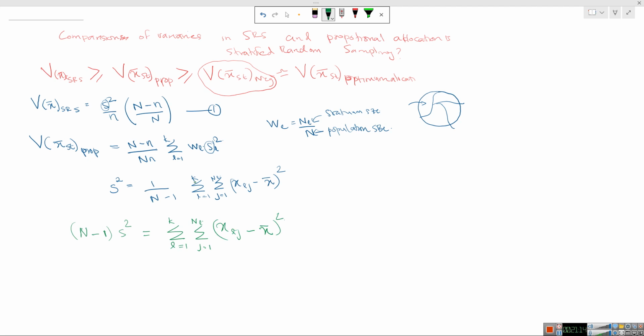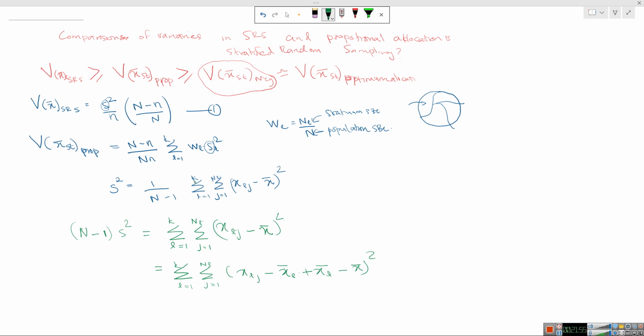Now what I'm going to do is, for the modification of this equation, I'm just going to add the ith stratum mean into this expression. So I can write this as summation i equals 1 to k, summation j equals 1 to n_i, x_ij minus x_i bar. So this is what? This is basically the stratified random sampling mean, and this is basically the ith stratum mean, right? So ith stratum mean plus x_i bar minus x bar, holding square.